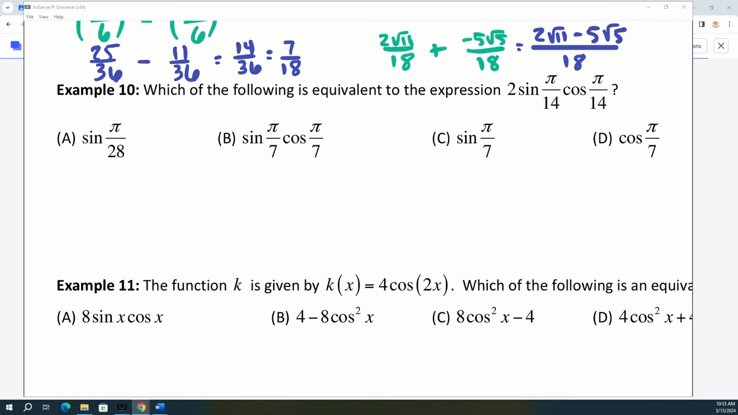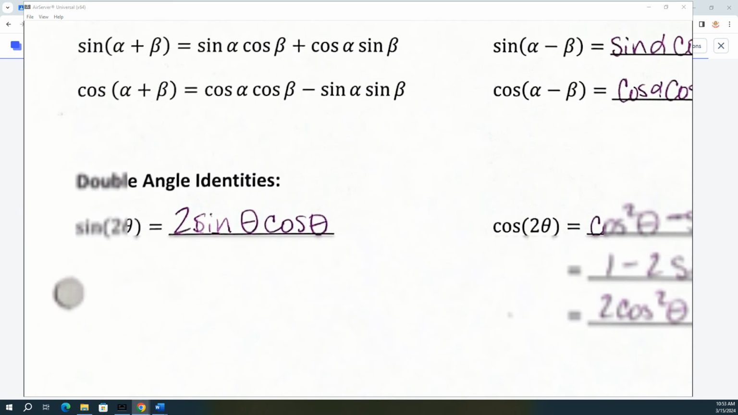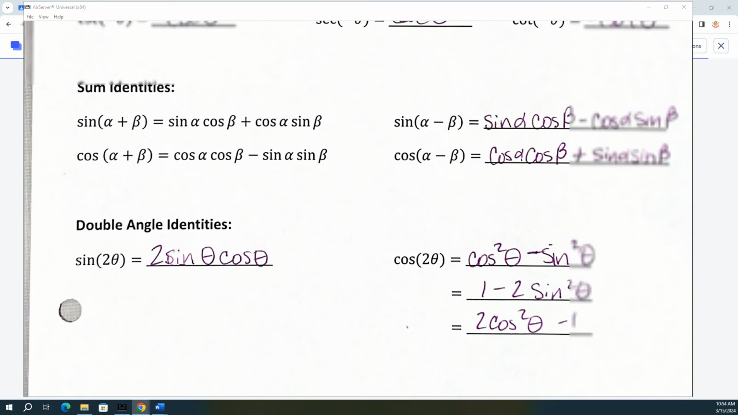All right, so on the last, actually, the last one, this one, and the very last one, we're going to use the formulas in reverse. So it's like the identity has already been applied, and we're going to go back and figure out what the original problem was. And so on 10, we have 2 times sine of pi over 14 times cosine of pi over 14. So we're going to look at our identities in reverse. So what does that look like? 2 times sine of an angle times cosine of the same angle.